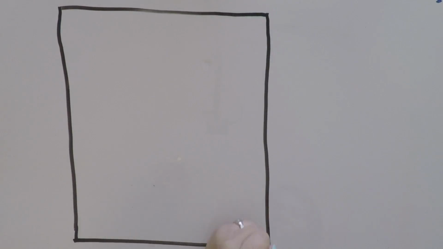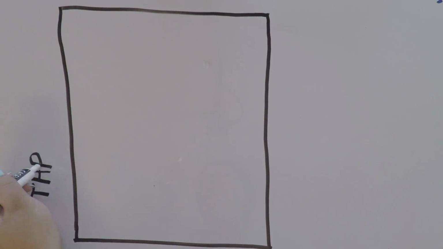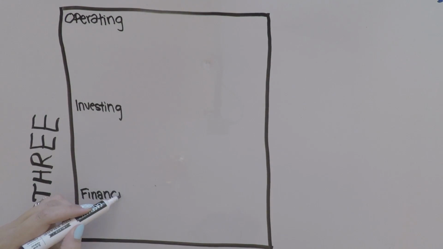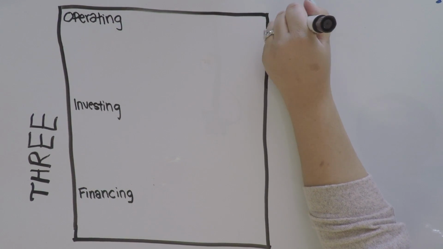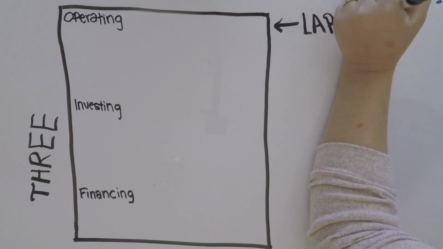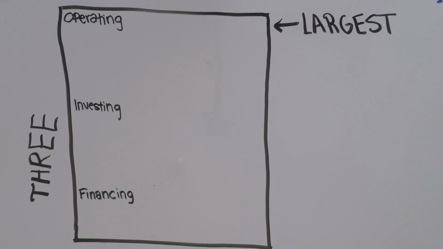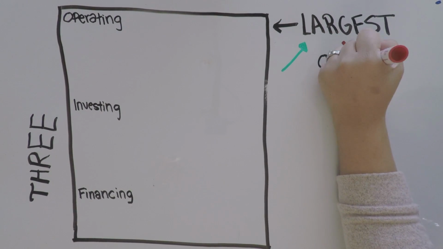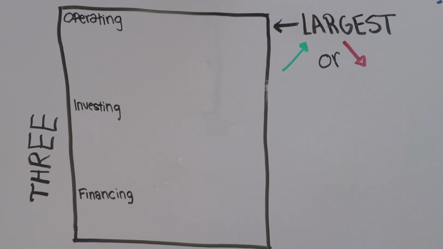A statement of cash flows is comprised of three main sections where we display the changes. Those sections are operating, investing, and financing. The operating section is usually the largest section, showing how our day-to-day operations have changed our cash. This is done by showing if we increased or decreased any current assets or liabilities.